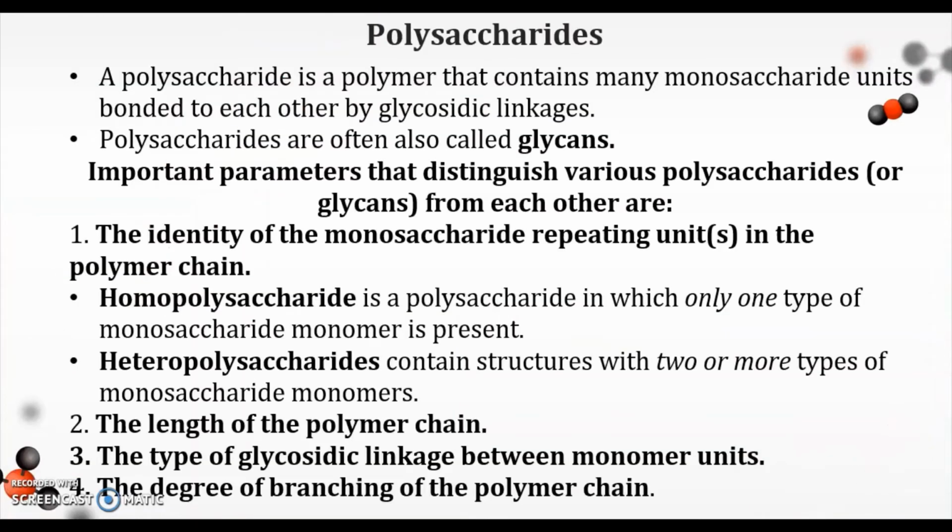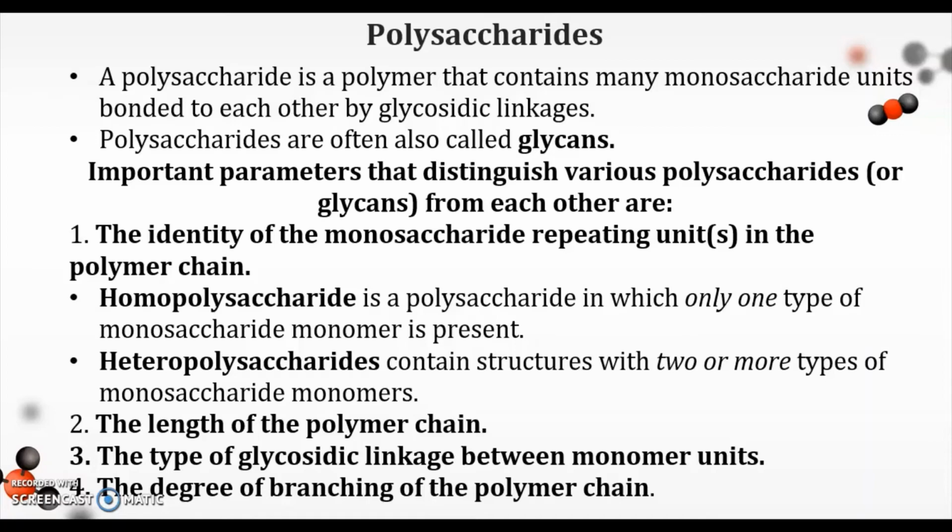Polysaccharides. A polysaccharide is a polymer that contains many monosaccharide units. They are also bonded together by glycosidic linkage. Polysaccharides are often called glycans. Important parameters that will distinguish various polysaccharides or glycans are the following.